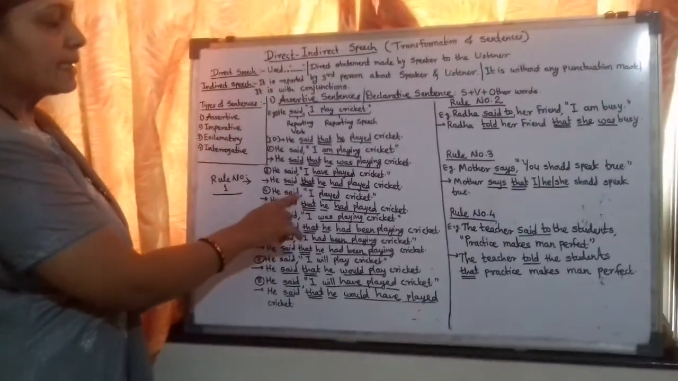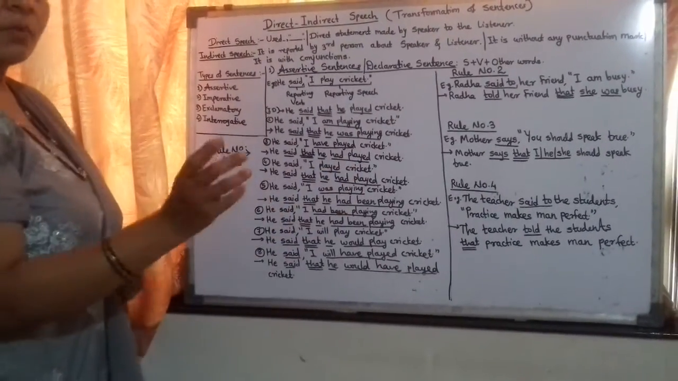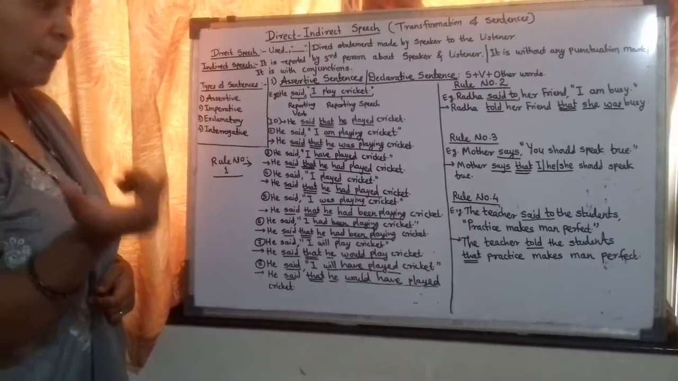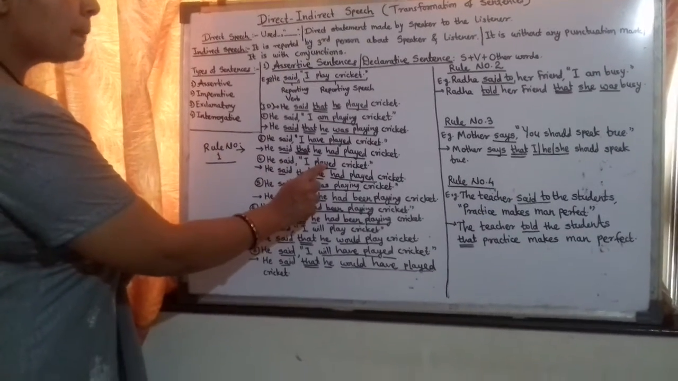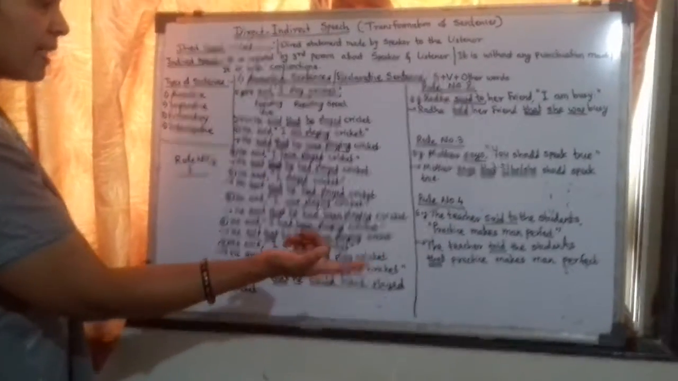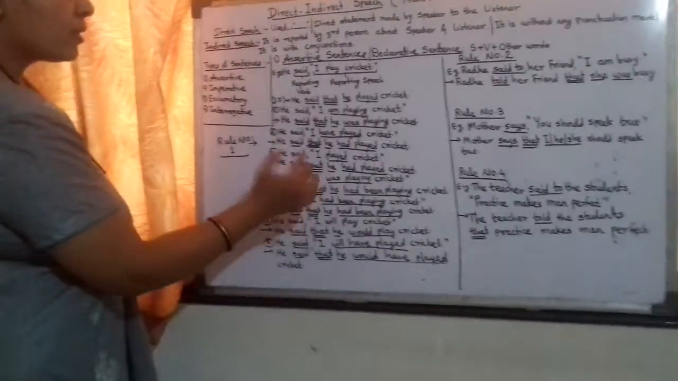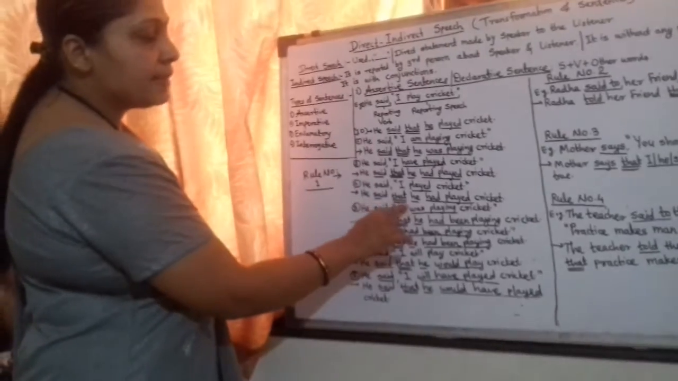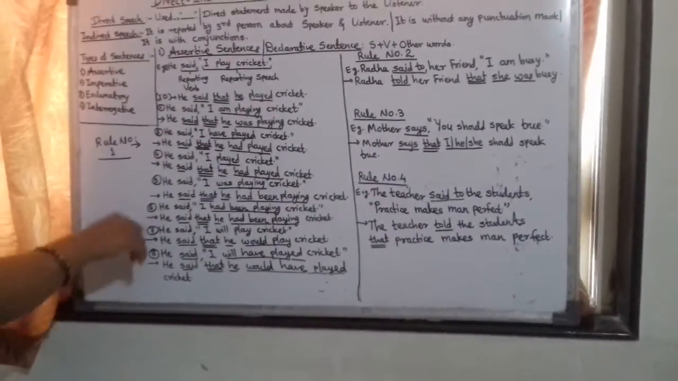After that: He said, "I played cricket." Now, which tense is this? Simple past tense. If it is simple past tense, it will be converted into past perfect tense in the indirect statement. So, the sentence will be: He said that he had played cricket. Now, next.